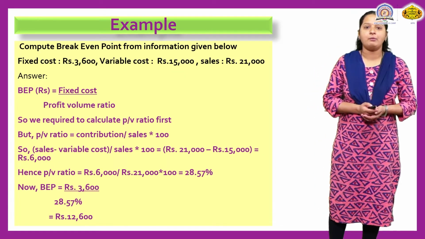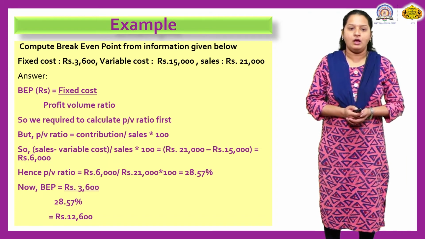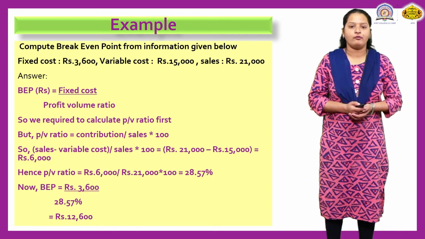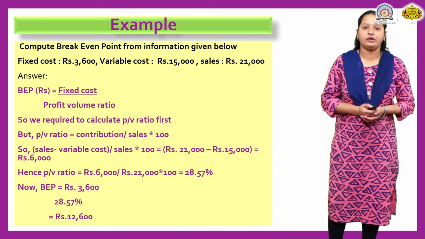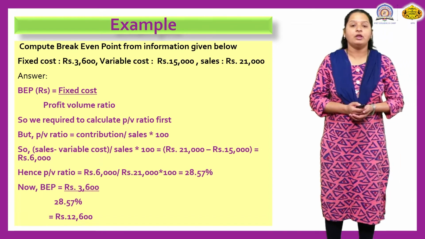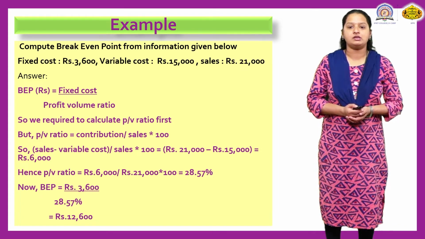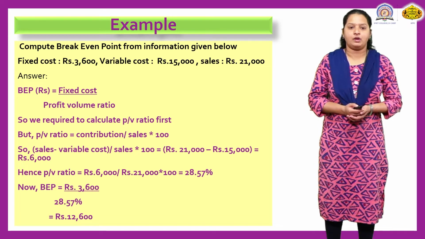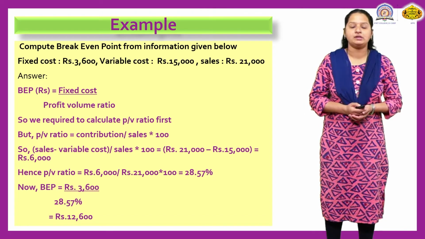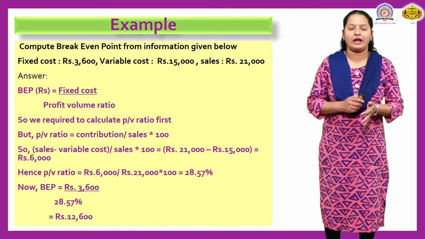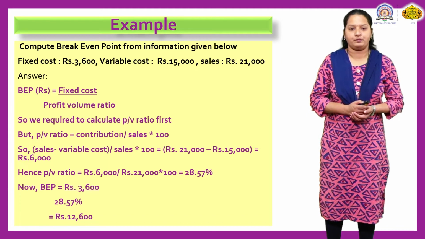Let's have an example regarding this calculation of break-even point. Compute break-even point from the information given below. Fixed cost is rupees 3,600. Variable cost is rupees 15,000. Sales is rupees 21,000. Now from this information we have to calculate break-even in rupees, because they have not told us to calculate in units. That's why we are going to calculate it in rupees.